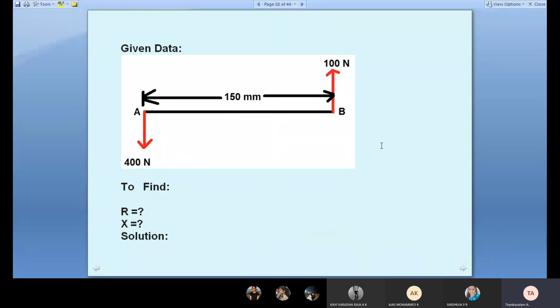Why have I taken 100 upward? Because they mentioned in the problem, it's unlike parallel. Students, unlike parallel. So one must go in the opposite direction, the other in the other direction. Here downward 400, I take 100. See, they did not mention any diagram. We have to draw the diagram.